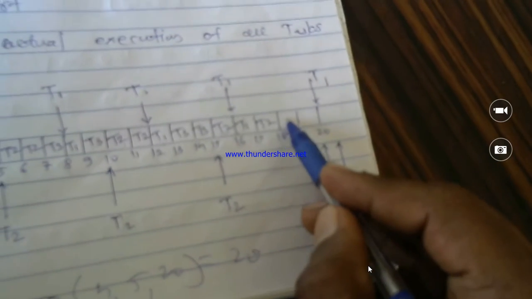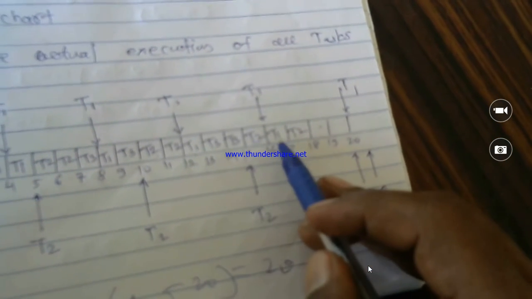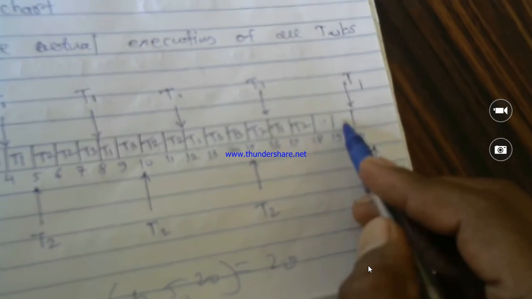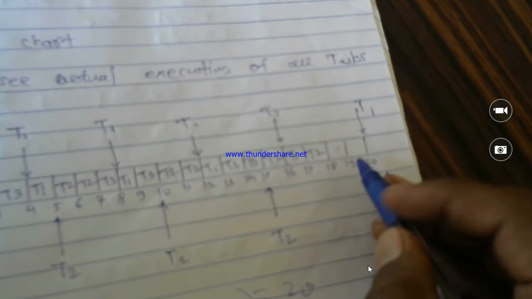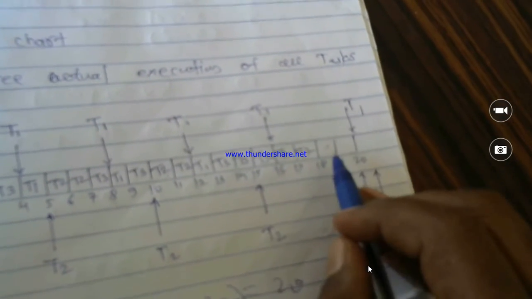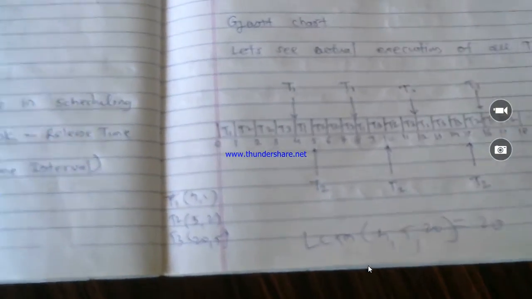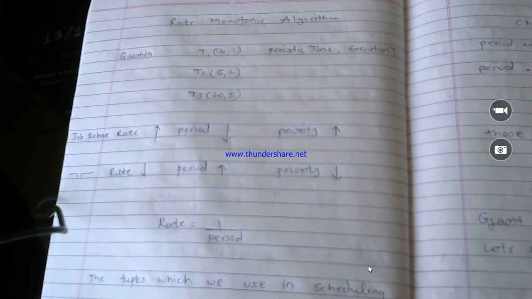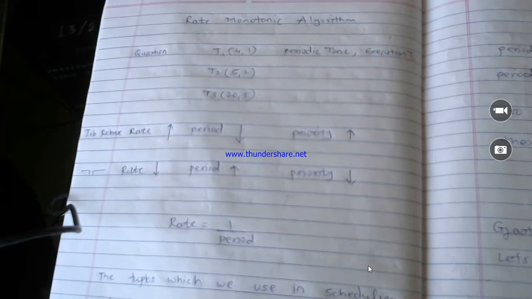So I cannot write anything over here. I cannot put any task over here, not T1, not T2 and not T3. So it will remain blank. No resources will get allocated in that particular time period. So this is the explanation of the rate monotonic algorithm, which is one of the parts of the fixed priority algorithm.